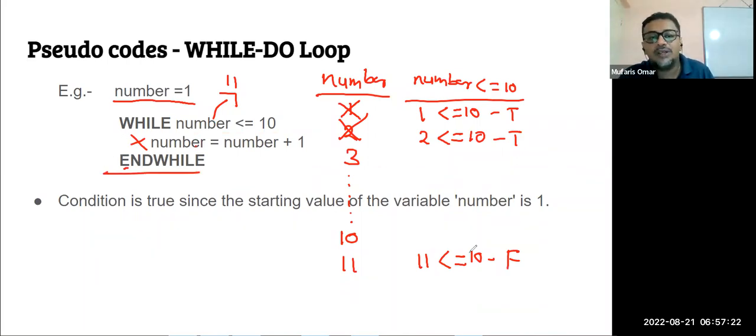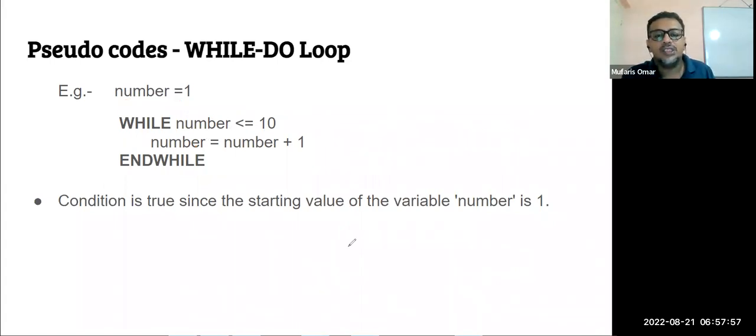So look at this one. The while loop initially checks the condition. This is how the while loop works. Before you enter the loop, it checks the condition. As long as the condition is true, the loop will be executed. Once the condition becomes false, the loop will be terminated. That is the main idea: before entering the loop, the condition is checked.